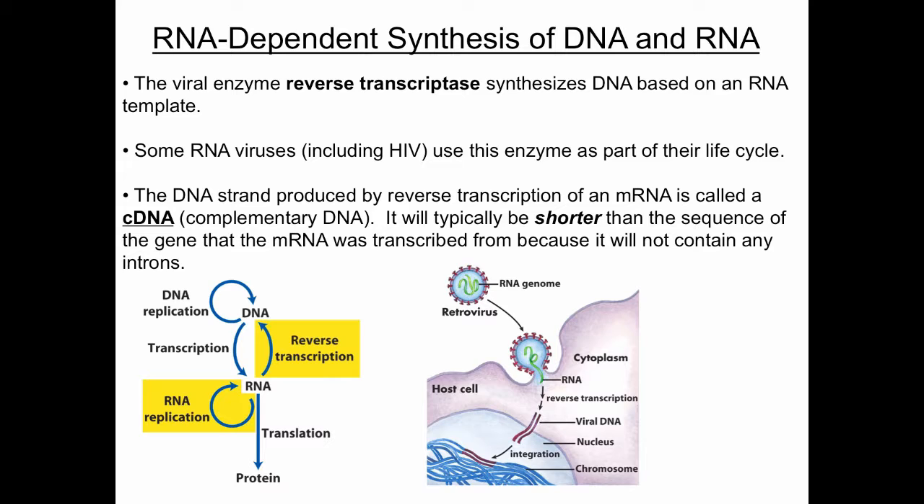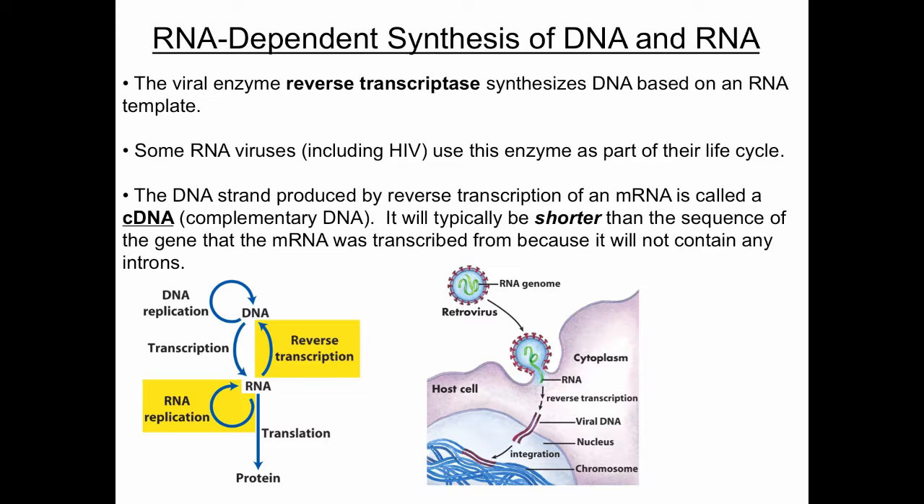And then just one last thing is the RNA-dependent synthesis of DNA and RNA. So we talked about transcription in the context of RNA polymerase. There are other mechanisms by which transcription can be brought about, and so there are viral enzymes called reverse transcriptases that can synthesize DNA based on an RNA template.